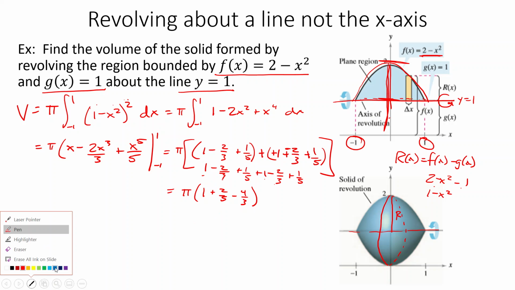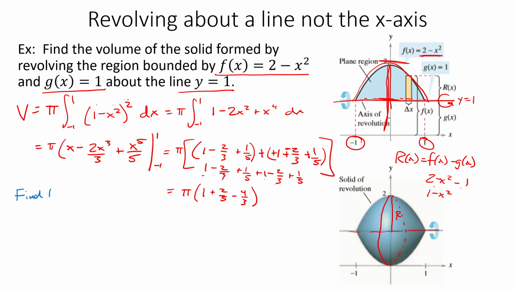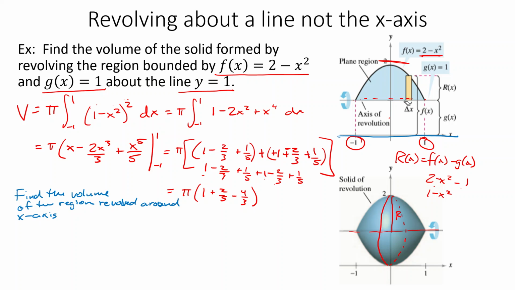All right, but I do want to say that we could actually also find the volume of the region revolved around the x-axis. So what if instead of revolving around this line, we revolved around down here? Let's see if I can erase some stuff here.